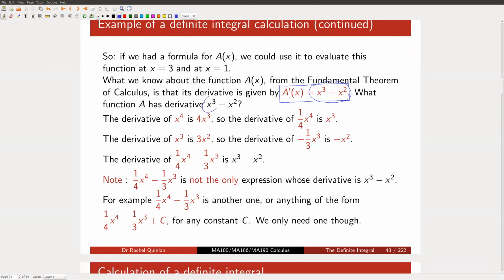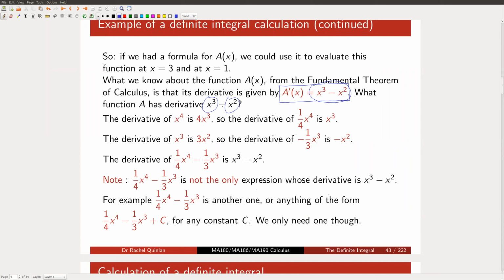What would have derivative x cubed minus x squared? That's what we have to ask ourselves. Let's start with the x cubed part. What do we have to differentiate to get x cubed? Well, we have to differentiate a fourth power to get a third power. This is an attempt at explaining the thought process that a person might go through when answering a question like this. It's supposed to be a description of how we would think about it.